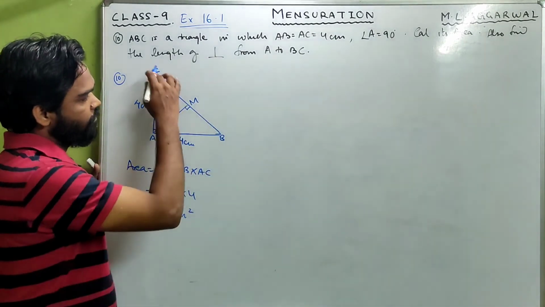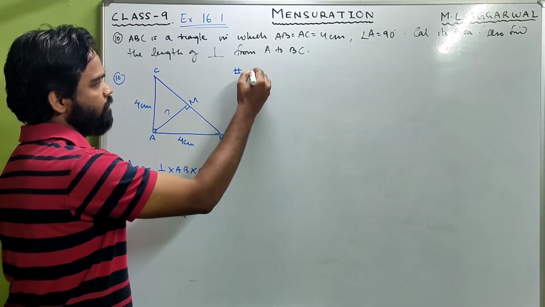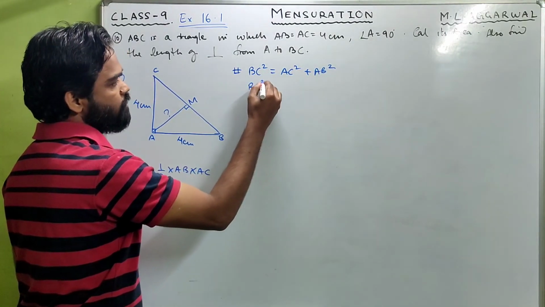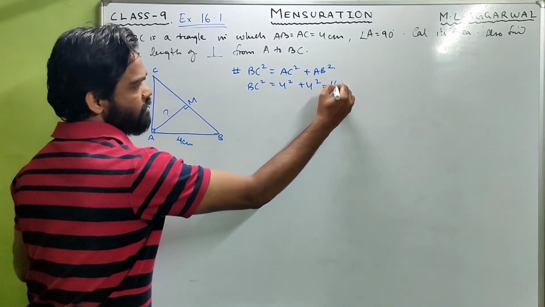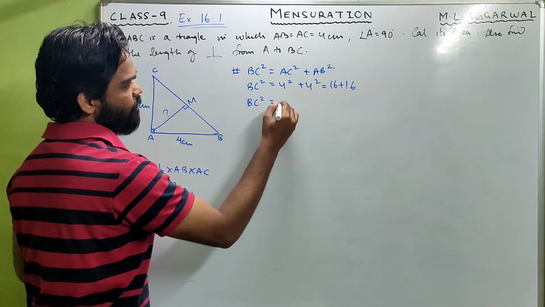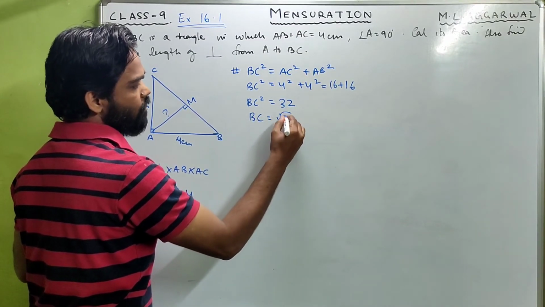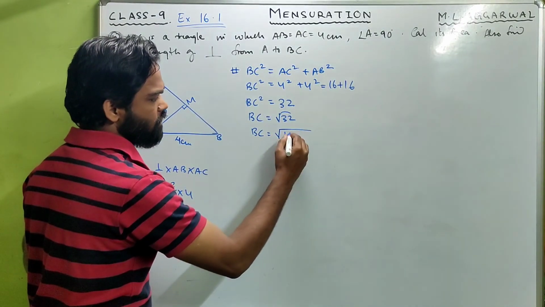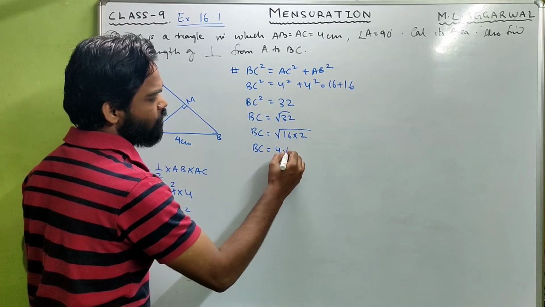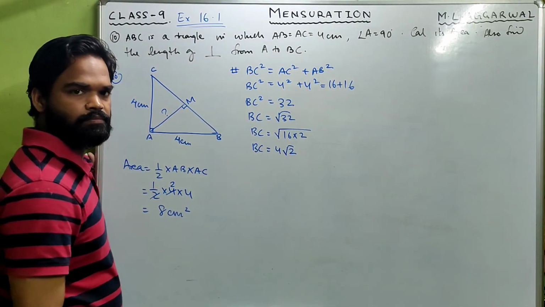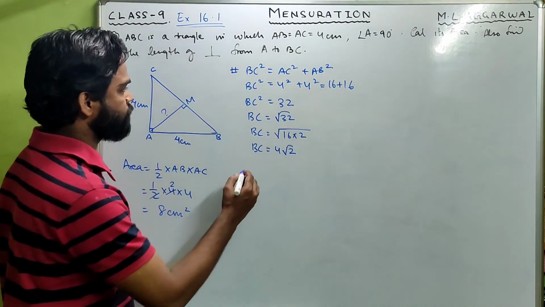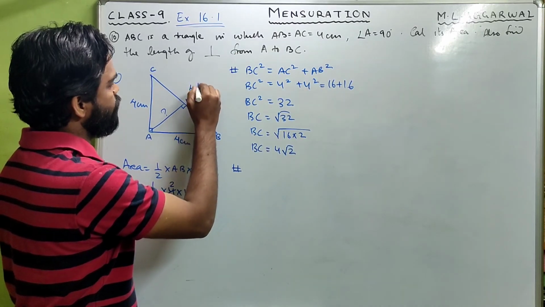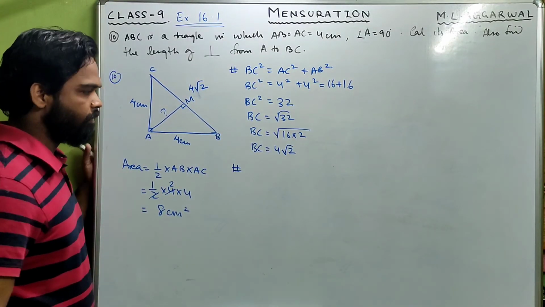First thing, find BC. So BC square equals to AC square plus AB square, isn't it? So BC square is equal to Pythagoras theorem. So that's 16 plus 16. So BC square will be 32. So this is root of 32. That is, root of 32 means what? This is 16 multiplied by 2. So BC is 4 root 2. Am I clear? Now, so you got BC as 4 root 2. Okay.